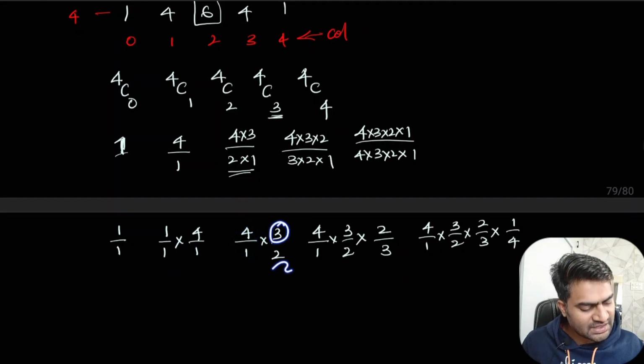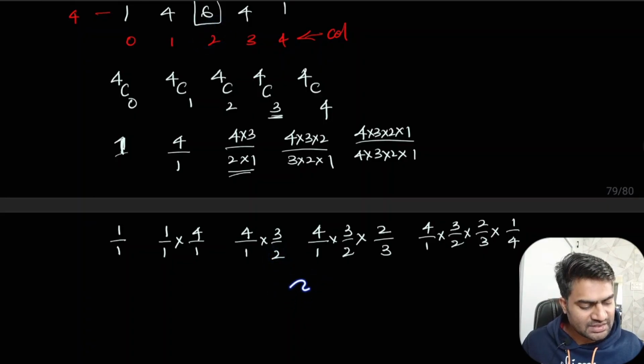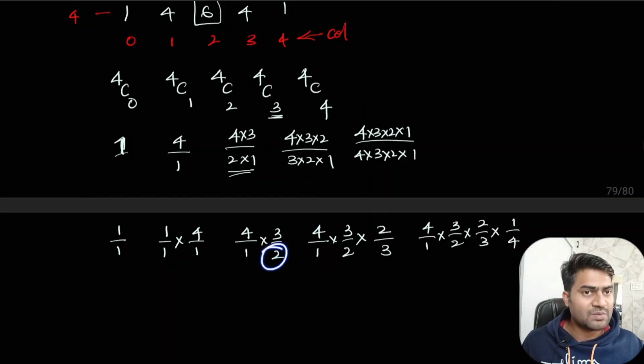Now this 3 and 2, how is it related to our row number and column number? If you see, this is 4 minus 1, divided by 2, and 2 is basically our column. So it is nothing but the row number 4, minus the column, minus 1, divided by the column, correct? This is how we can infer from this particular equation.